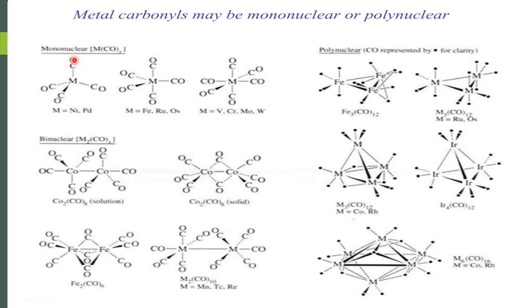Here the coordination number is 4. Coordination number 4 generally forms tetrahedral geometry with sp3 hybridization. Here the coordination number is 5, so generally they form trigonal bipyramidal geometry, that is dsp3. And here the coordination number is 6. These form octahedral geometry with d2sp3 hybridization.